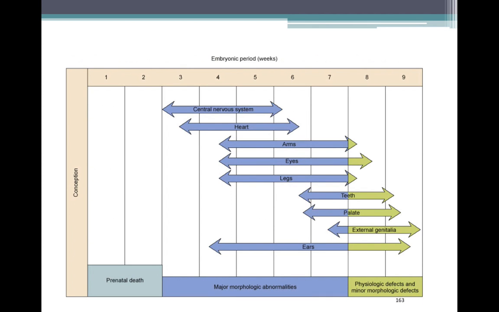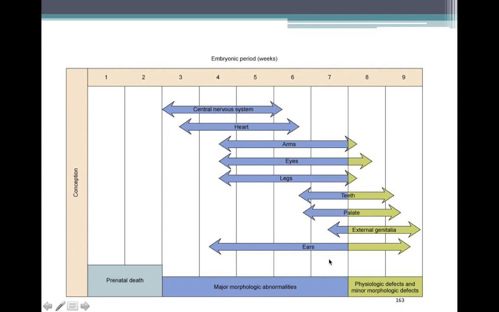So what this particular graph shows are some of the critical periods for some of the organ systems to develop. For instance, between the 3rd and 5th weeks, that's a critical period for your central nervous system. Around the same time, the heart develops in that same critical period. And what comes later would be things like arms, eyes, legs, teeth, palate, genitals, and ears. And so you can see that there are all these critical windows of teratogen exposure.